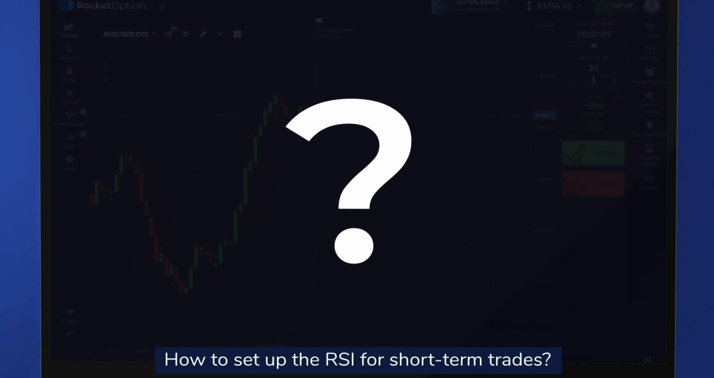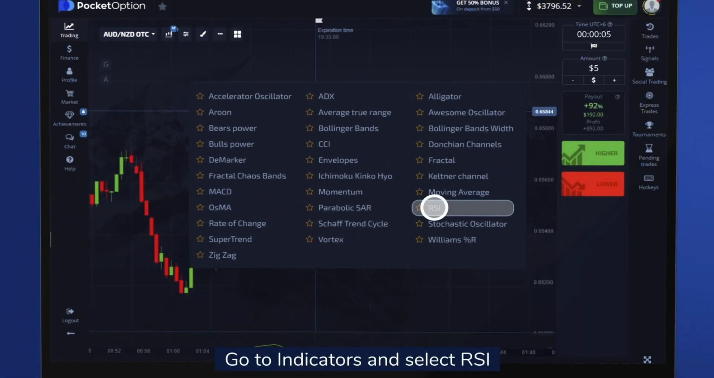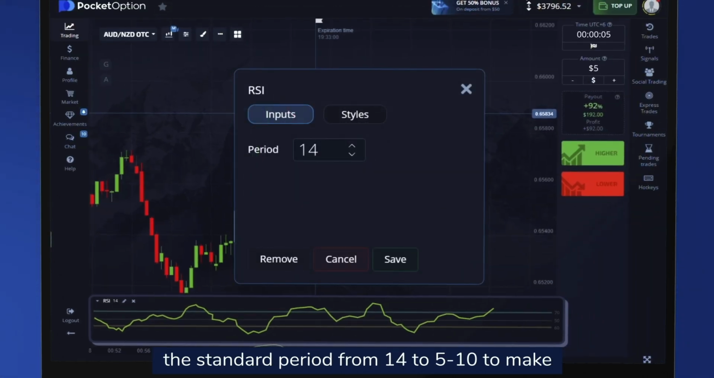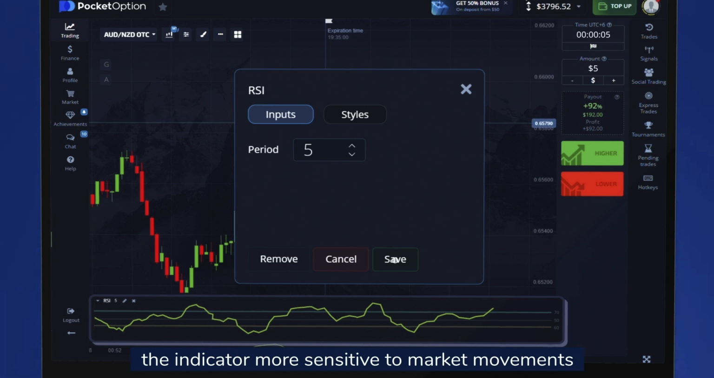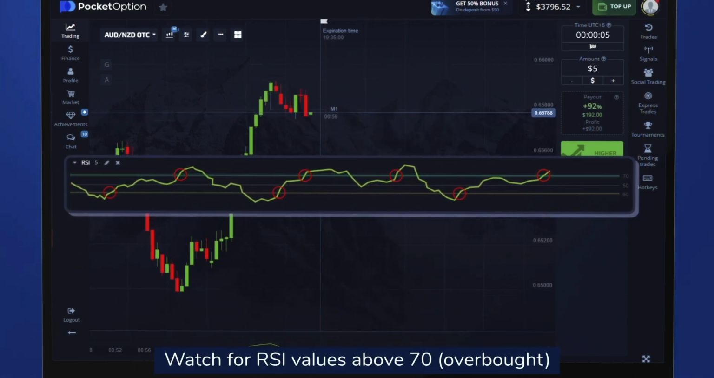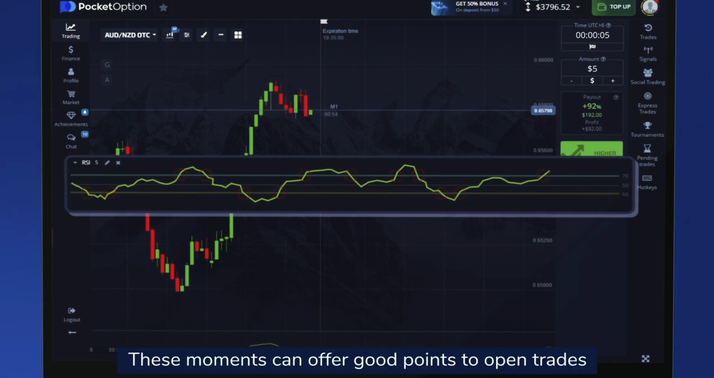How to set up the RSI for short-term trades? Go to Indicators and select RSI. For short-term trades, consider reducing the standard period from 14 to 5-10 to make the indicator more sensitive to market movements. Watch for RSI values above 70, overbought, and below 30, oversold. These moments can offer good points to open trades.